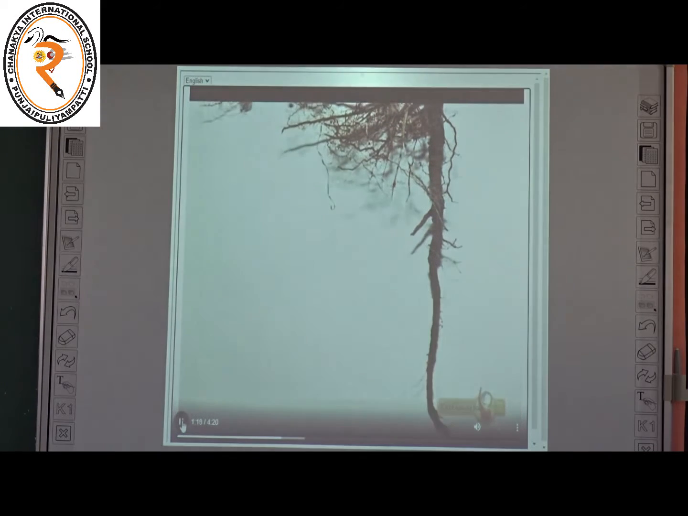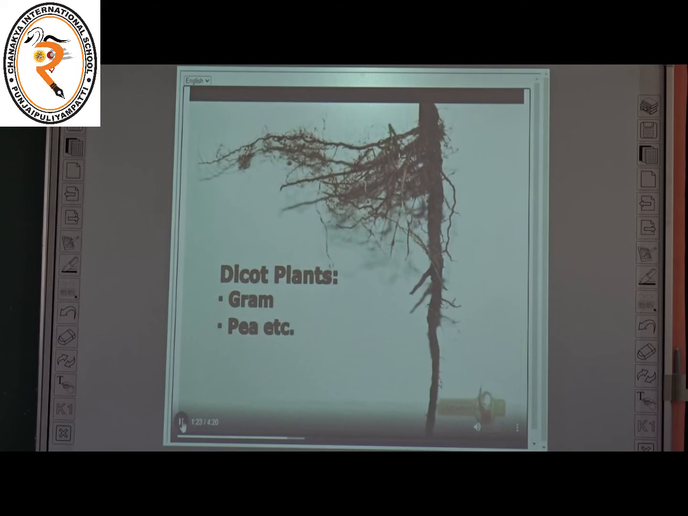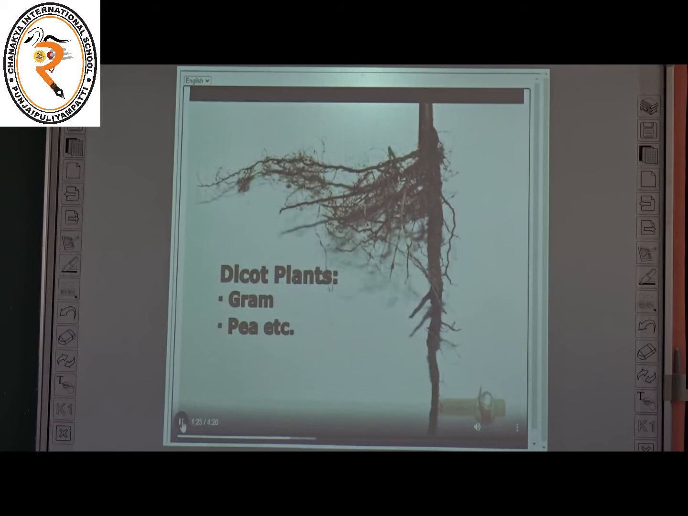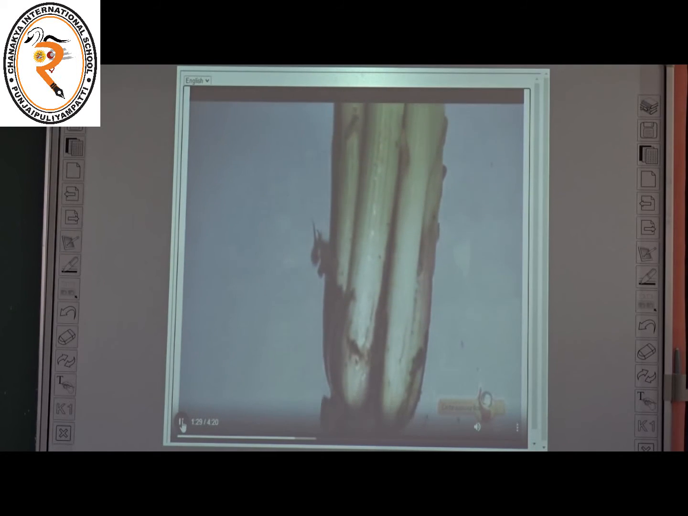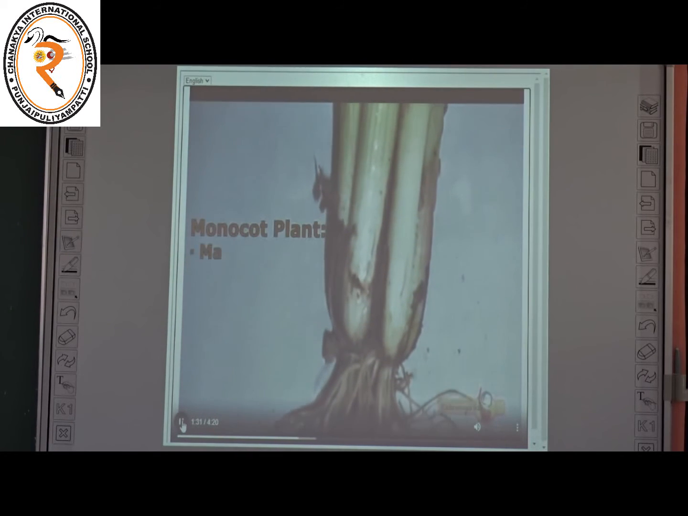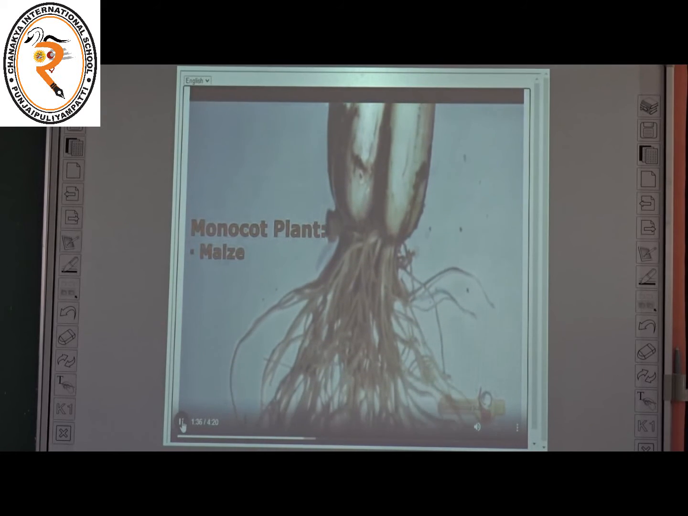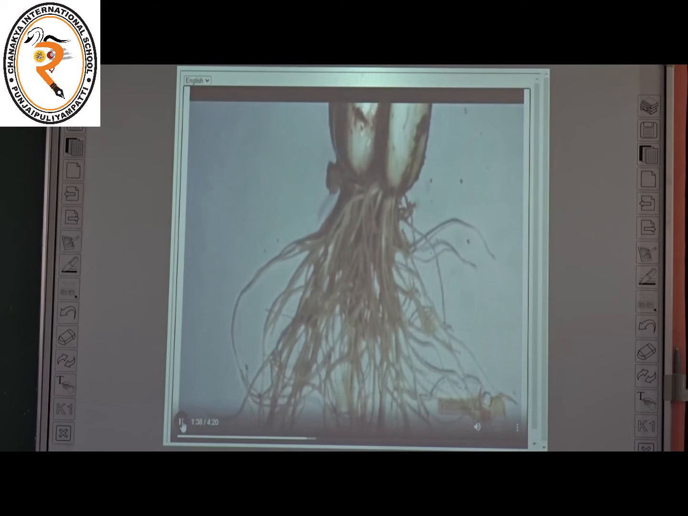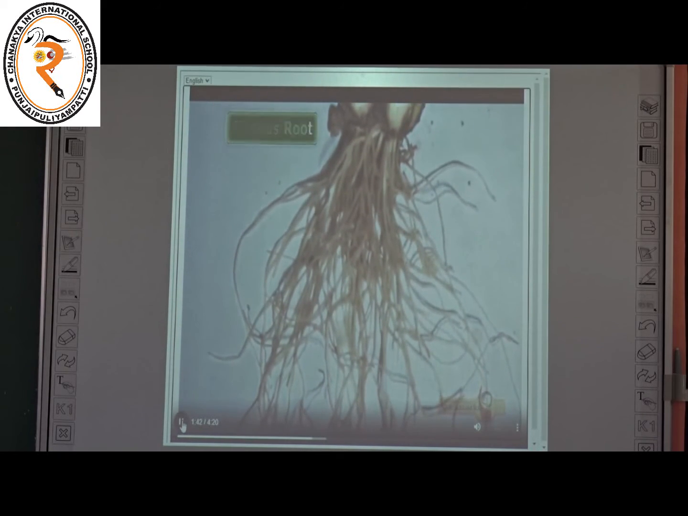Roots are non-green in color, as they lack chlorophyll, and never bear leaves, flowers, fruits, buds or nodes like the stem. Roots of some plants have one main thick primary root and many smaller roots called lateral or secondary roots. Such roots are found in dicot plants such as gram, pea, etc. and are called taproot, whereas some plant roots, as in monocot plants like maize, have no main thick root and instead have a cluster of roots of the same thickness and size arising from the base of the stem. These are called fibrous roots.